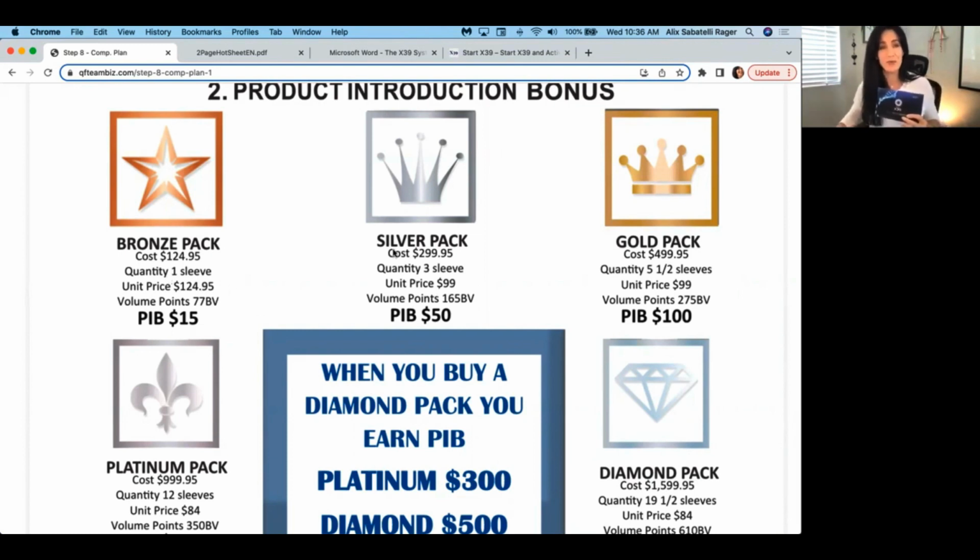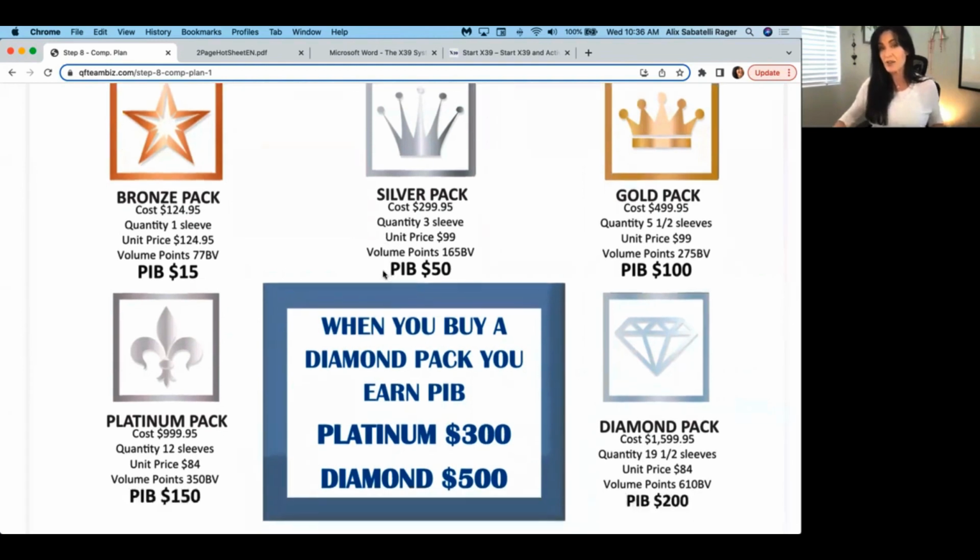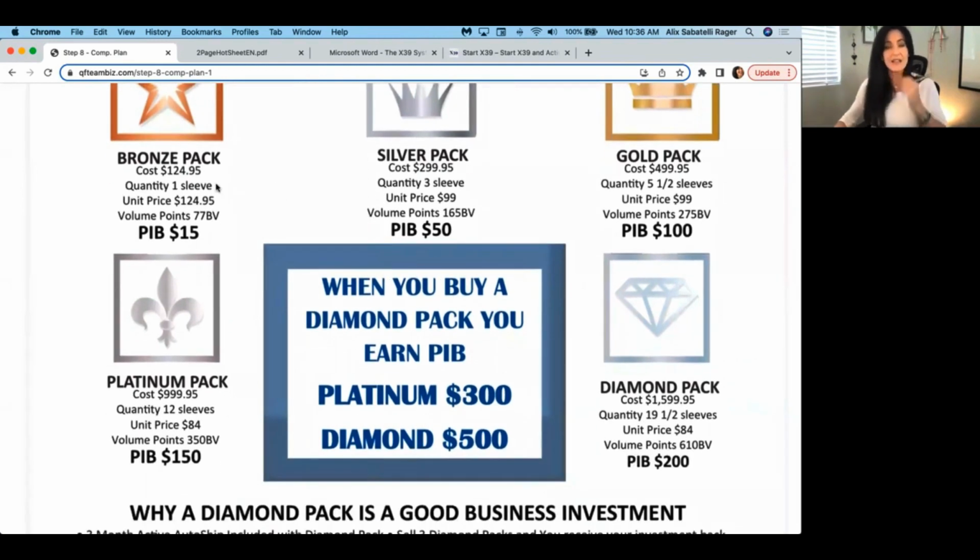So if somebody does move up to the silver pack, in a sense, they're only going to be paying a difference of, I think, $175 to go from the bronze to upgrade to silver and get two more for $175. So don't let that confuse you. Just want you to understand that these product introduction bonuses can be upgraded. You can move from one pack to the next, or you can just earn them straight out the way they start.